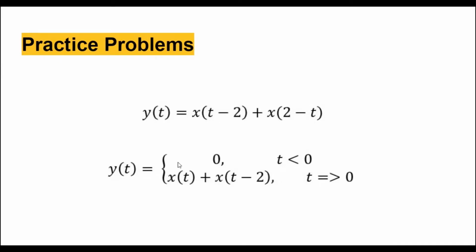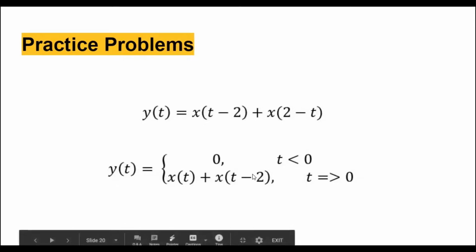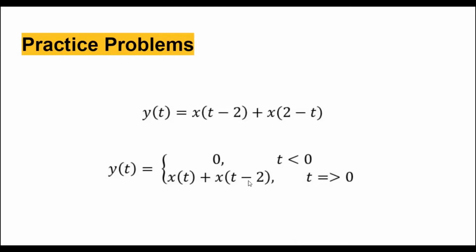Now moving on to the bottom problem. We have y of t equals 0 if t is less than 0. We have x of t plus x of t minus 2 if t is equal to or greater than 0, similar to the top. So once again, looking at this, we can see that this requires x of t minus 2, which is going to require memory. So this system is not memoryless.